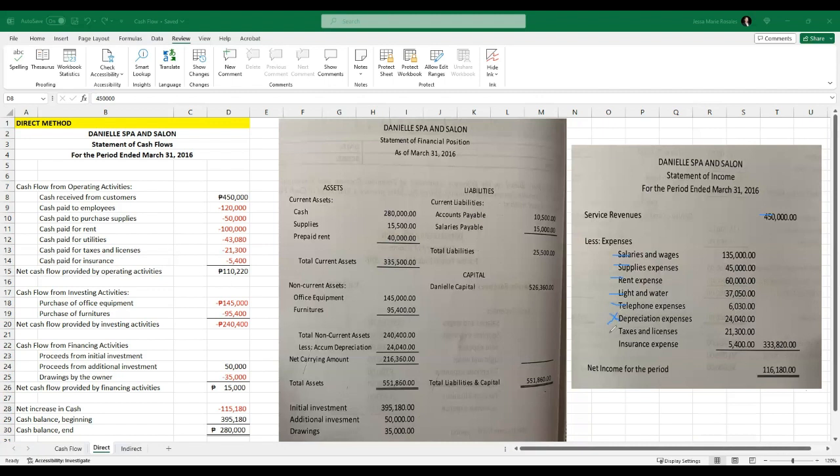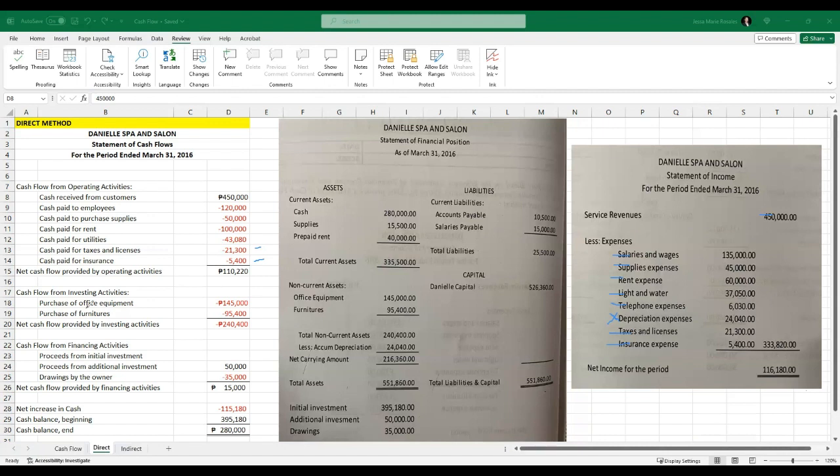Next, taxes and licenses, 21,300. Wala may taxes and licenses payable sa statement of financial position, so it's safe to say na this one is paid in cash. Same with insurance expense, paid in cash, since wala tay item sa balance sheet na related sa insurance. Okay. Next is cash flow from investing activities.